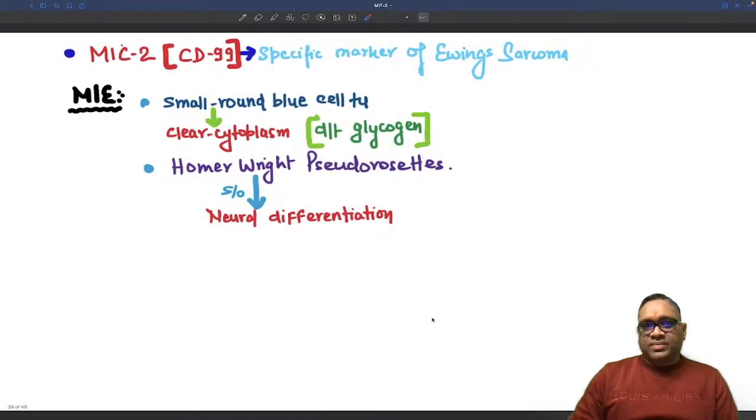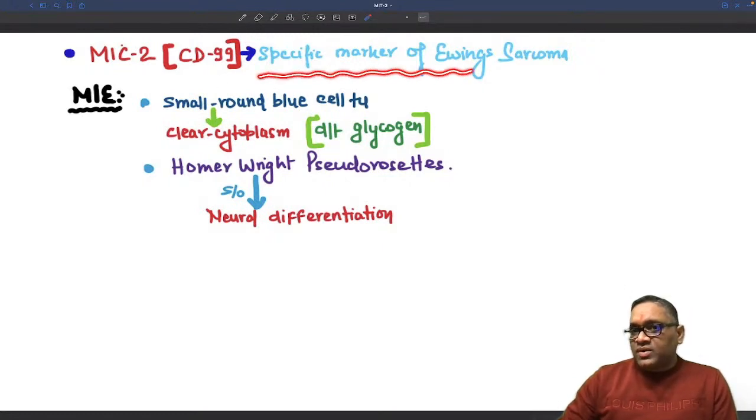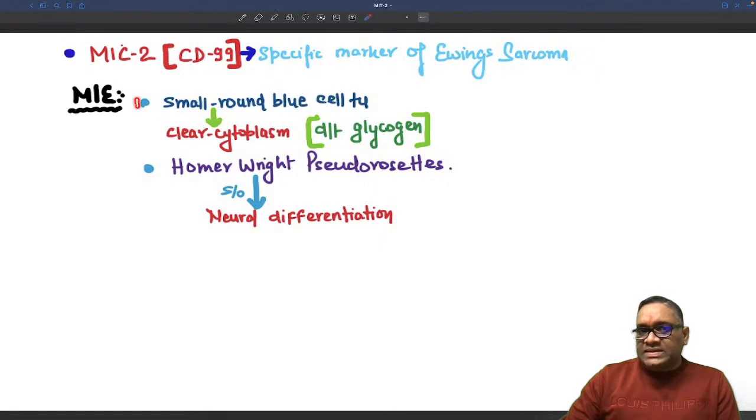In Ewing sarcoma tumor, what you are going to see, there will be the MIC2 or CD99 marker, which is very, very important and examiners have asked many times, right? These are the specific markers for Ewing sarcoma. And on microscopic examination, as I said, a small round blue cell tumor will be there, right? A small round blue cell tumor, and they will have clear cytoplasm. That is very, very important. Why is the cytoplasm clear? Because of the presence of glycogen. That is a very important point you will notice in Ewing sarcoma. So small round blue cell tumor, clear cytoplasm because of the presence of glycogen.